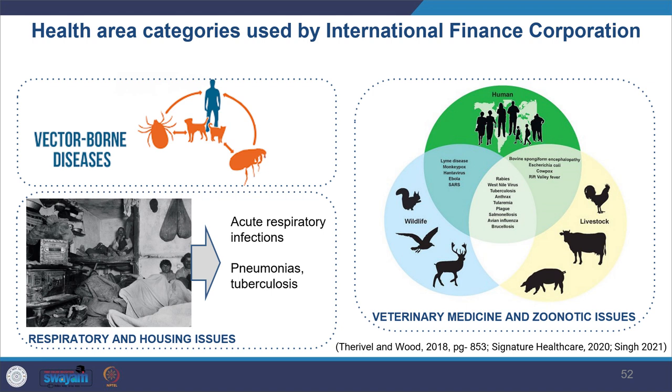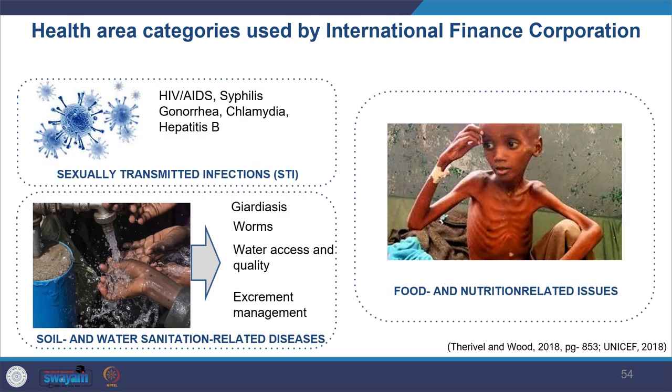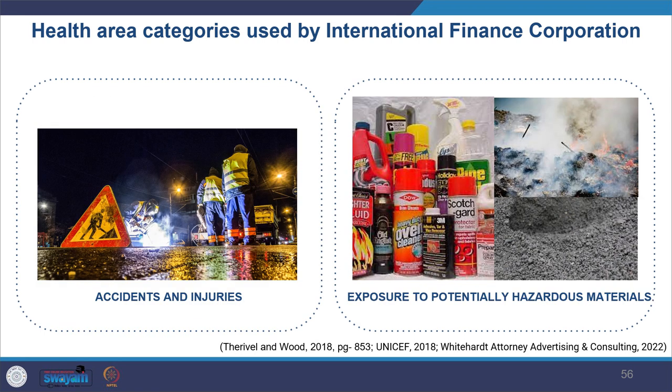And you see veterinary medicine and zoonotic issues, sexually transmitted infections, and soil, water and sanitation related disease. So you see IFC identifies health concerns with health outcomes. Likewise, you see food and nutrition related issues, like stunting, wasting, anemia, micronutrient disease, change in agriculture and subsistence, hunting, fishing, gathering and practices, and accidents and injuries. You can see health areas where road traffic related accidents, spills and releases, construction, and drowning will happen. So all these health impacts you can see. Another area is exposure to potentially hazardous material: pesticides, fertilizer, road dust, and so on.